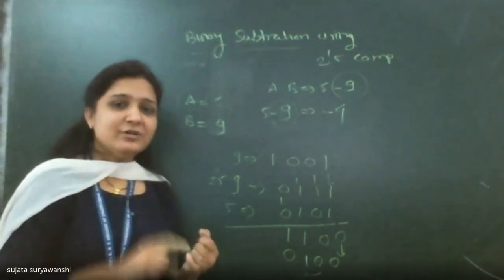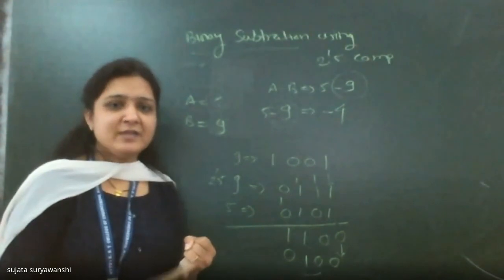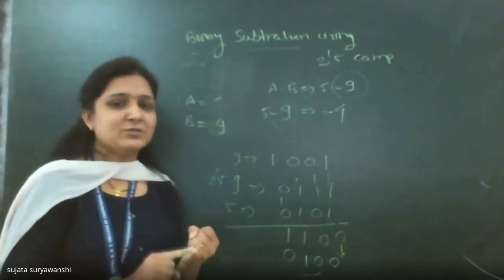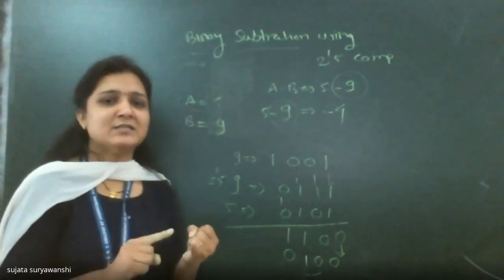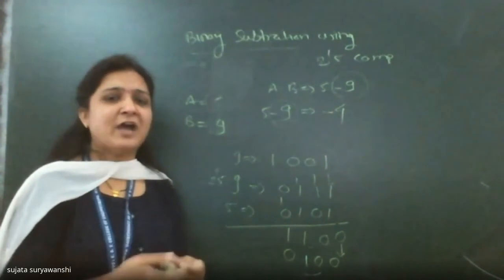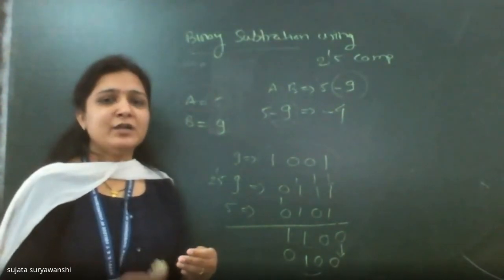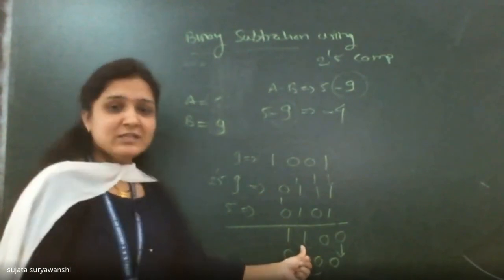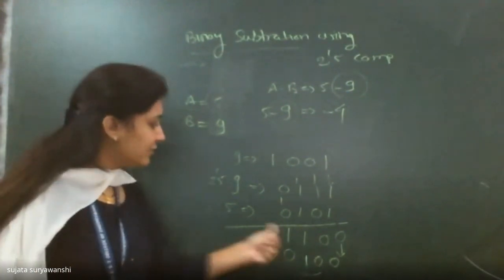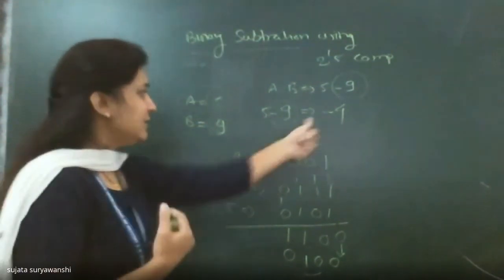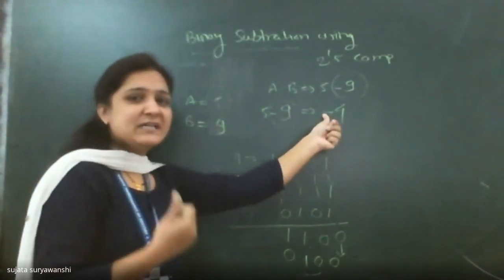Then your result is negative and it is in 2's complement form. It is not in true form. You can't consider it as your final result. To get the final result, you have to convert it into 2's complement form again. Here in this case, I have not got any carry. That's why I can say my result is negative.